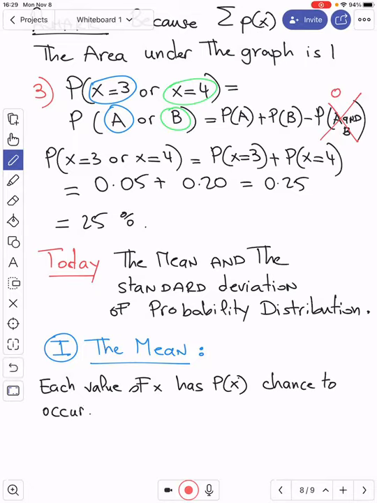Okay. Now the mean. What's the definition in general? The mean is supposed to be the average, of course, but the mean is actually the expected number, or the expected value of X. This is the expected value of X.